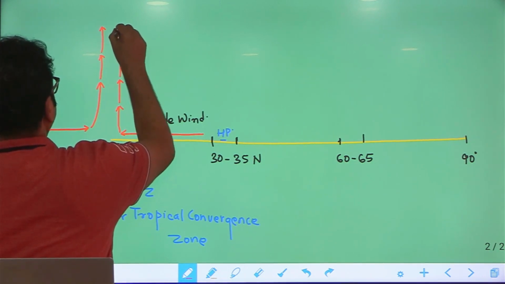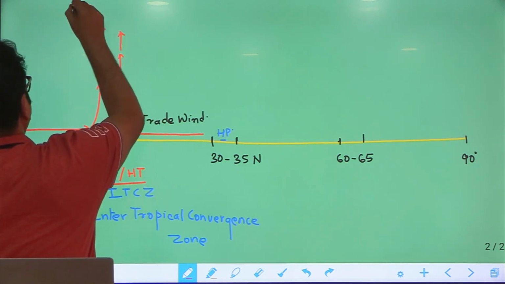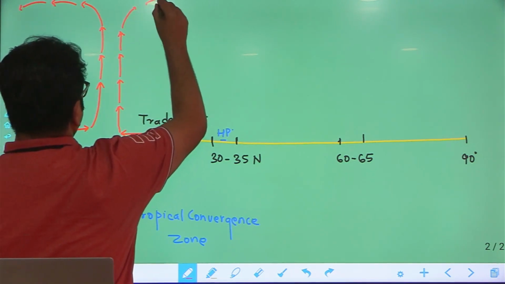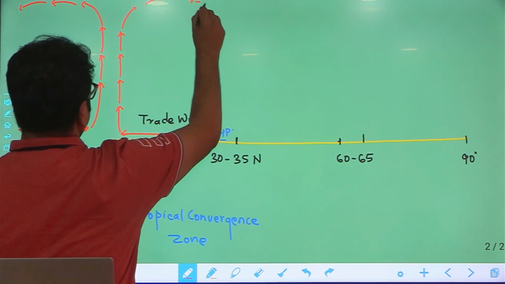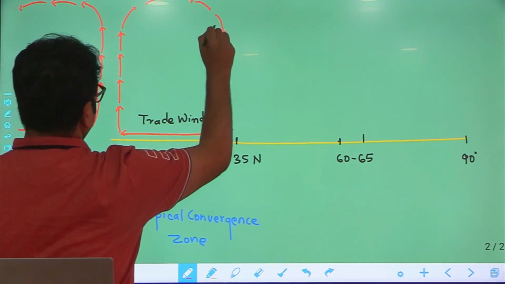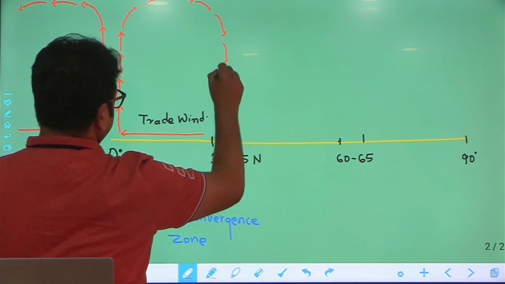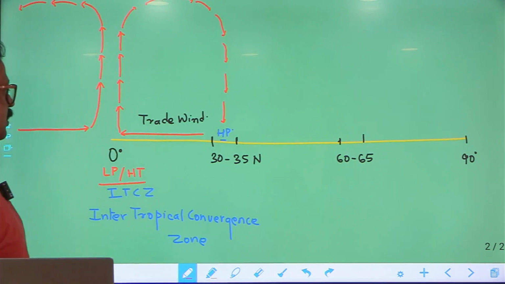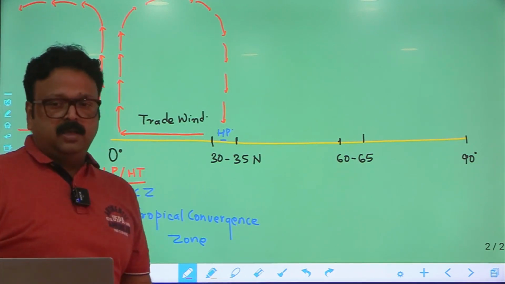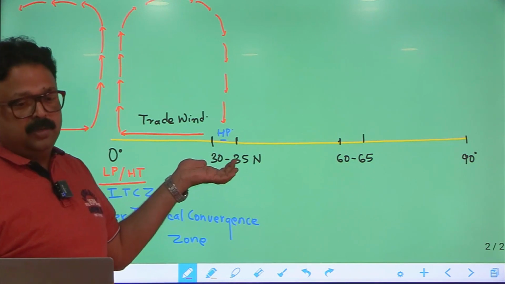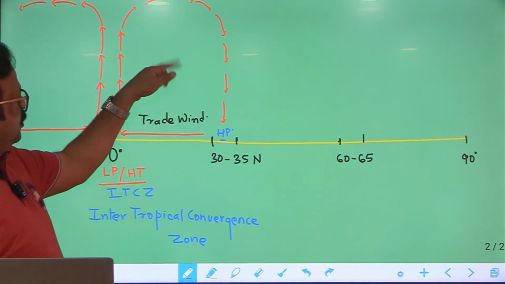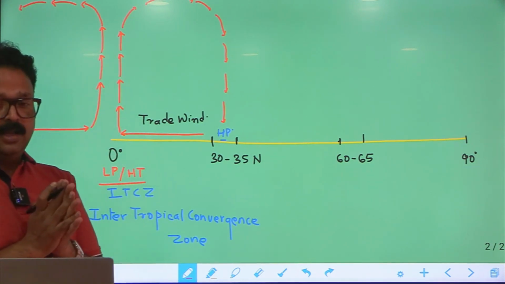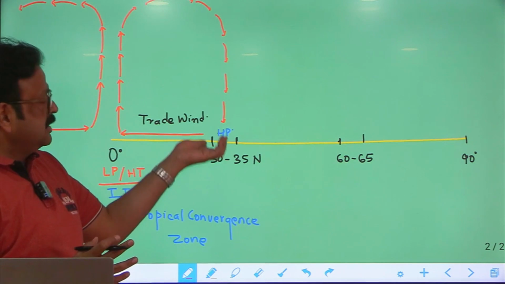In old books you will find they reach up to the tropopause, and they diverge over there. There will be anticyclonic condition formation, and they start moving towards the pole, but they sink at the subtropical high pressure belt. Sinking of the air at the subtropical high pressure belt is creating high pressure over here. This is one branch of the cell, which is called the Hadley cell, sinking over here. That is why there is high pressure.